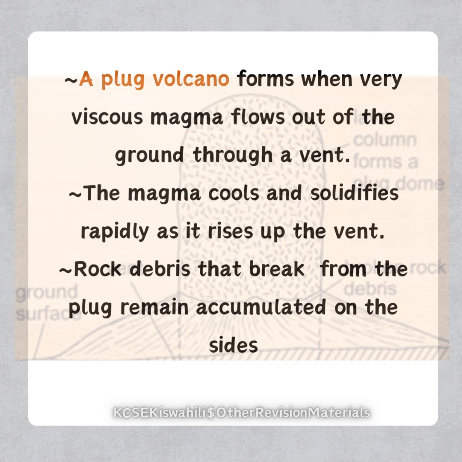A plug volcano forms as follows. Very viscous magma flows out of the ground through a vent. The magma cools and solidifies rapidly as it rises up the vent. Rock debris that break from the plug remain accumulated on the sides of the volcano.